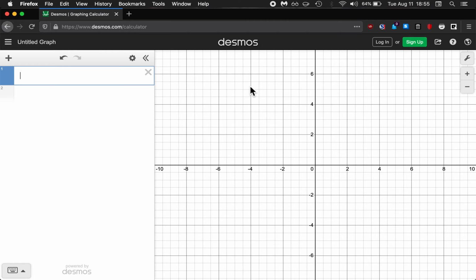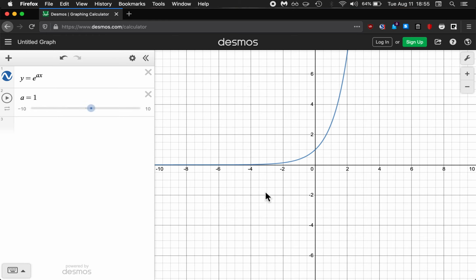The functions I'd like to start off with, let's get the difficult ones out of the way. I'm going to look at the exponential and logarithm functions together. So let me graph here. Y is going to be e to the power, and I'll write ax. I'll put in a little slider for a.